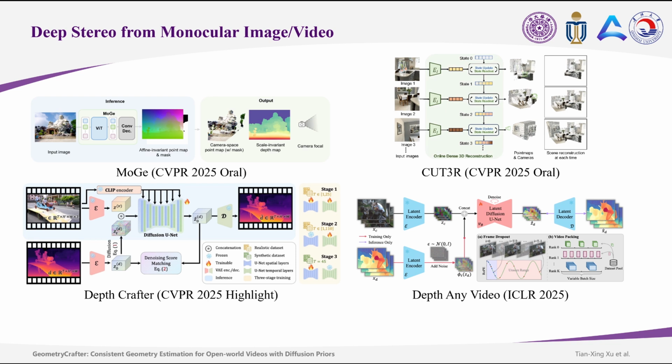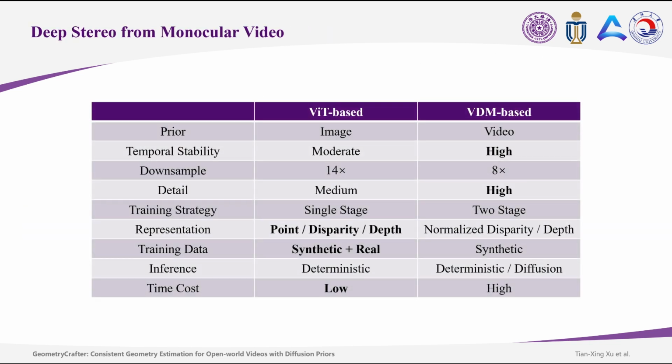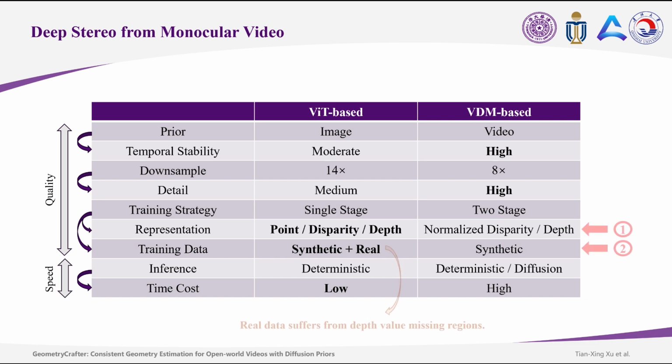The existing models are mainly fine-tuned from backbone networks, falling into two splits: ViT-based models derived from models like DINOv2, and VDM-based models fine-tuned from models like SVD. Due to the inherent difference of pre-trained data and model architecture, VDM-based methods usually excel in temporal coherence and geometry detail. However, their architecture prevents end-to-end training, confining outputs to normalized representations and posing challenges to fine-tune on real data, which often suffer from missing depth regions.